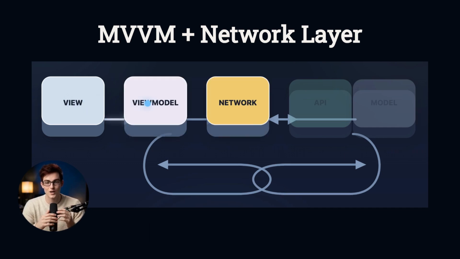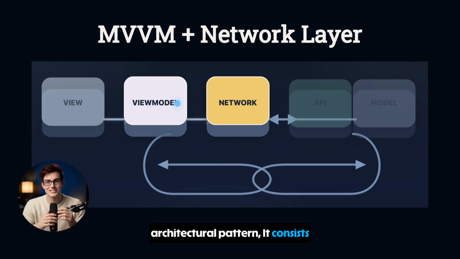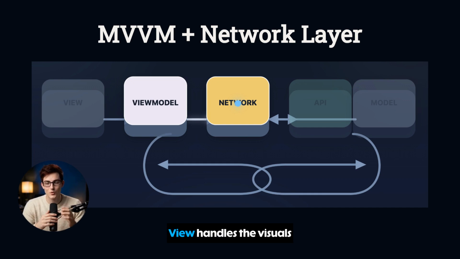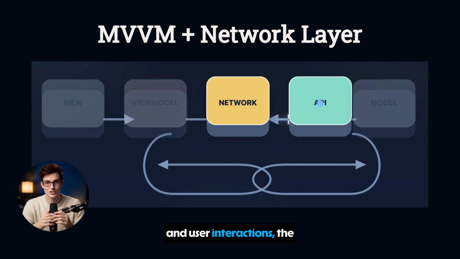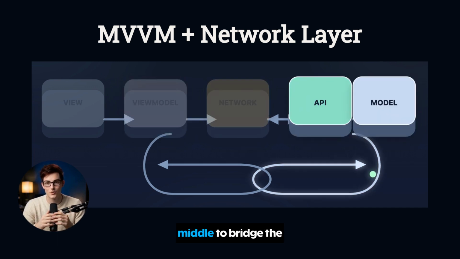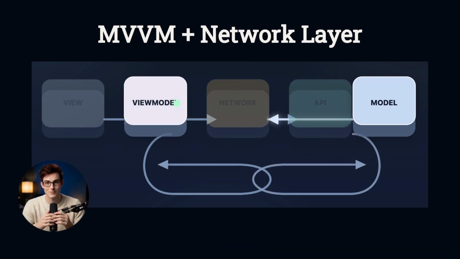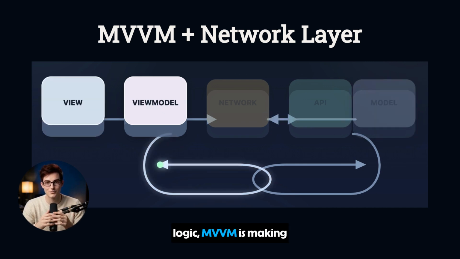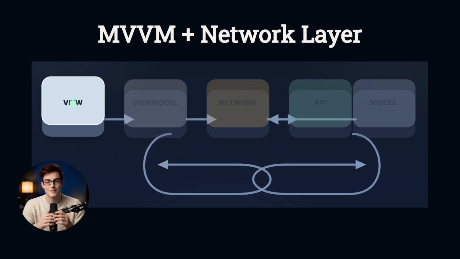MVVM is a software architectural pattern. It consists of three components. The view handles the visuals and user interactions. The view model sits in the middle to bridge the view and model, where the model manages the raw data and business rules. By keeping the UI separate from the data logic, MVVM makes the code cleaner, more stable, and easier to test. But in this example, how does it actually work?